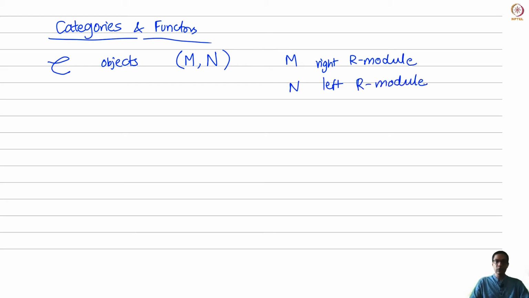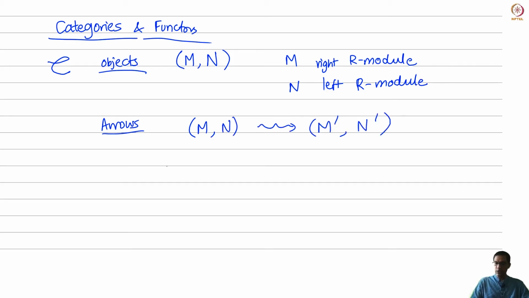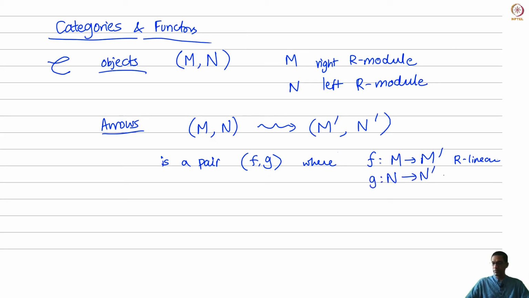You take the right modules as a category, the left modules as a category, and what I'm forming here is really their product category. And the arrows are again the arrows as you would have in a product category. I take a pair m, n, and what's an arrow to another object in this category? An arrow is just a pair of arrows f, g, where f goes from m to m prime, that is an R linear map, and similarly g is an R linear map from n to n prime.